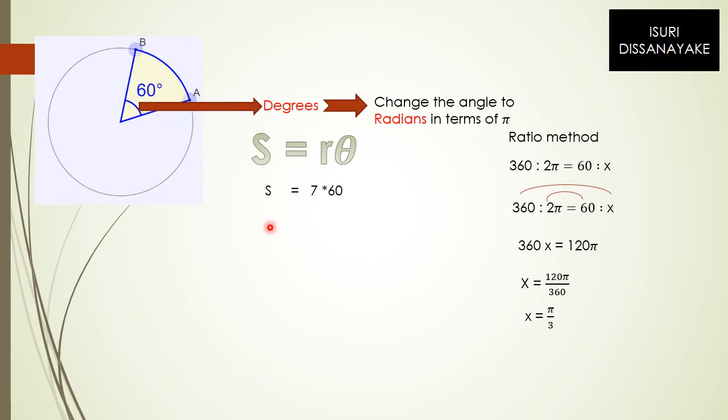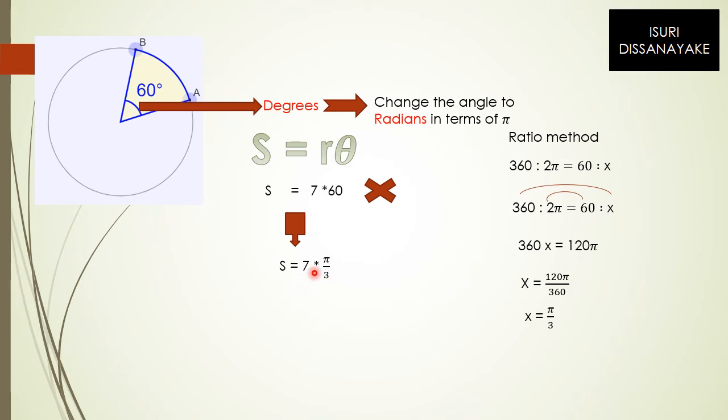But you have to be careful. S is the length from A to B. R is the radius, which is 7 centimeters. Theta, you cannot use the degree value, then it is wrong. You cannot use degrees to measure the theta value in this formula. Then you have to mention the theta in terms of radians.